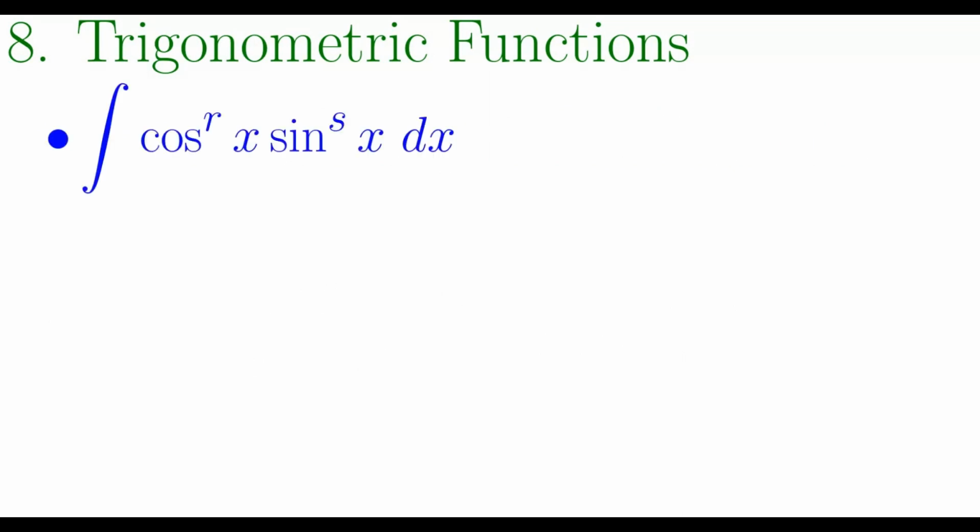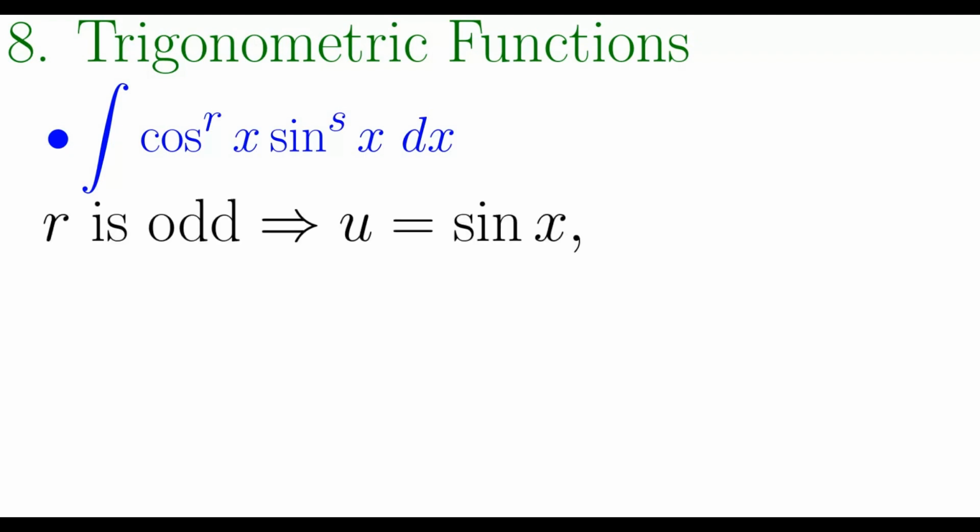mind. If you are given an integral of the form cosine of x to the power of r times sine of x to the power of s, you have multiple scenarios. If r is odd, then you take u equals sine of x, because you can break up cosine of x to the power of r into one piece, which is cosine of x, and write down the rest of it in terms of sine. So you can write down the entire integrand in terms of sine and then multiply it by cosine.